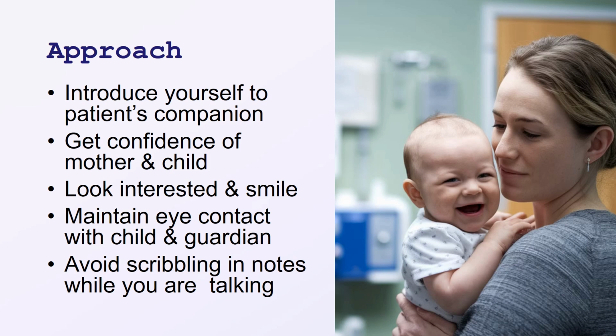So before you start taking a history, you should have a good approach. First, you should introduce yourself to the parents or the guardians, then gain confidence of mother and child, look interested and then smile, maintain eye contact with child and the guardian, and try to avoid scribbling notes while you are talking to the parents. Take a complete history, then you can write your history. Many times what students do is they just go on scribbling in the notes while they are talking to the parents. So you should not be doing this.